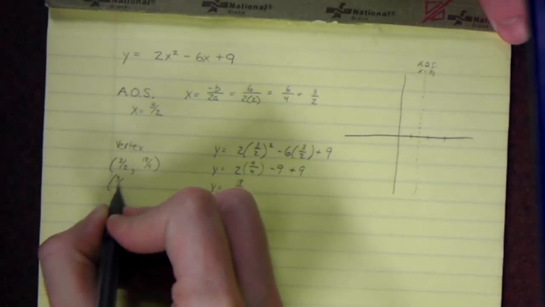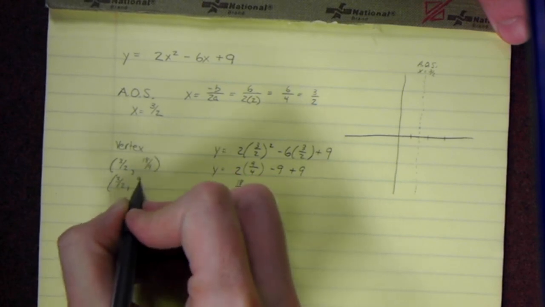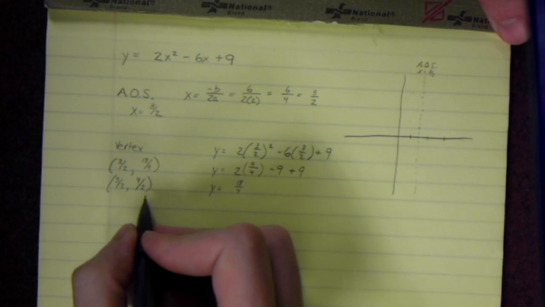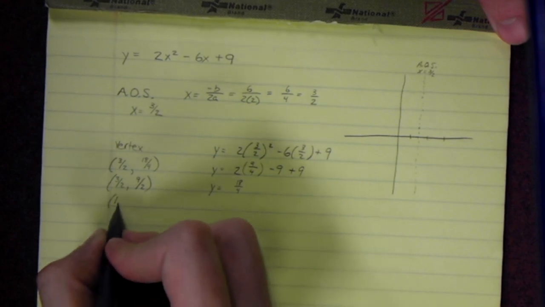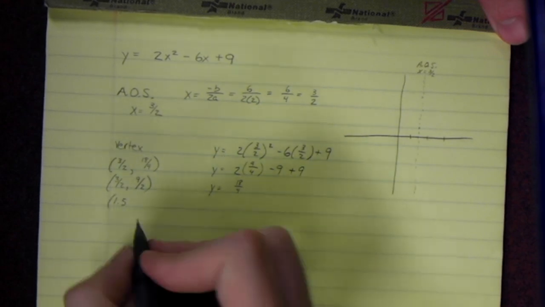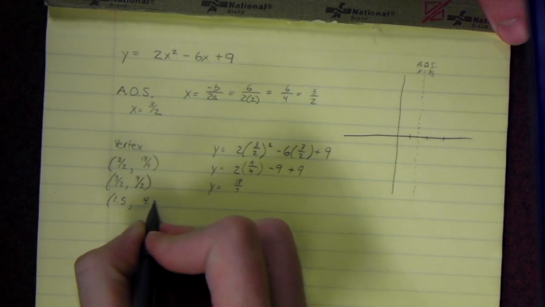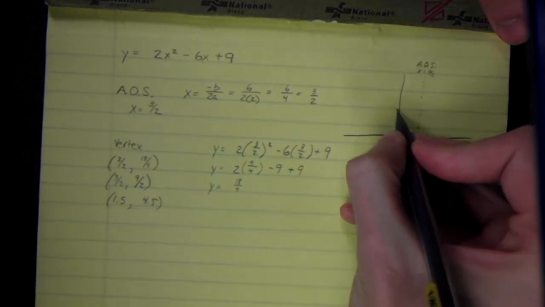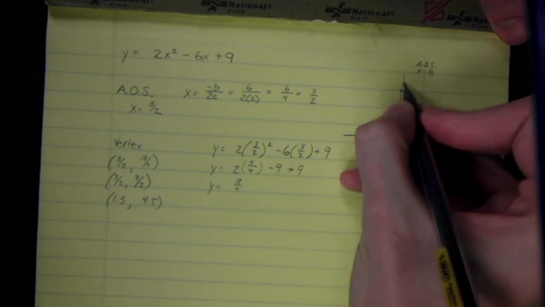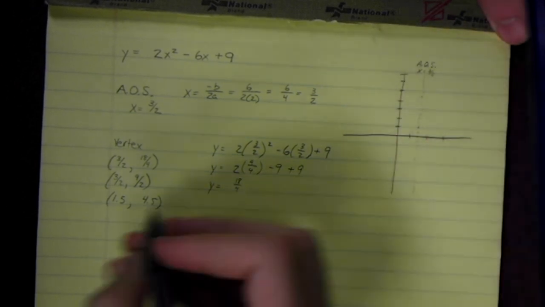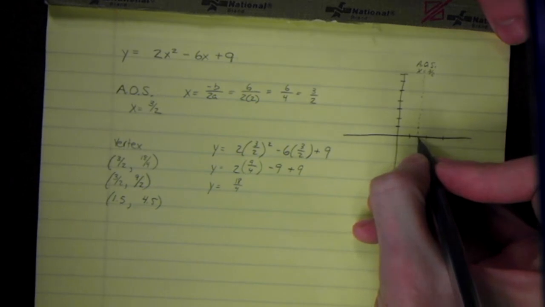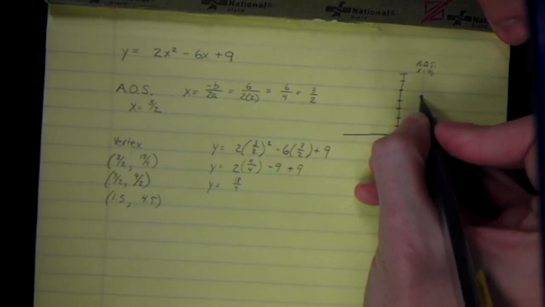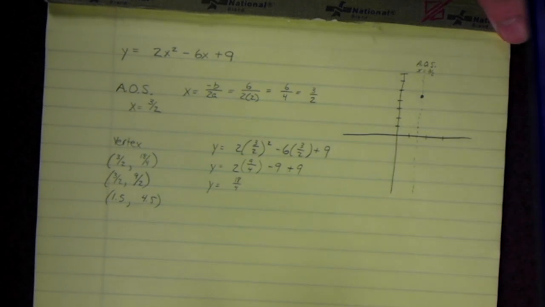Technically, you could reduce that, since 2 goes into both those numbers, and make it 9 over 2, which is the same thing. If you're trying to graph this, it might help you to know that's 1.5 comma 4.5. So 1, 2, 3, 4, 5, 6, 7. So at 1.5 comma 4.5, 1, 2, 3, 4.5, we have the vertex of our graph.